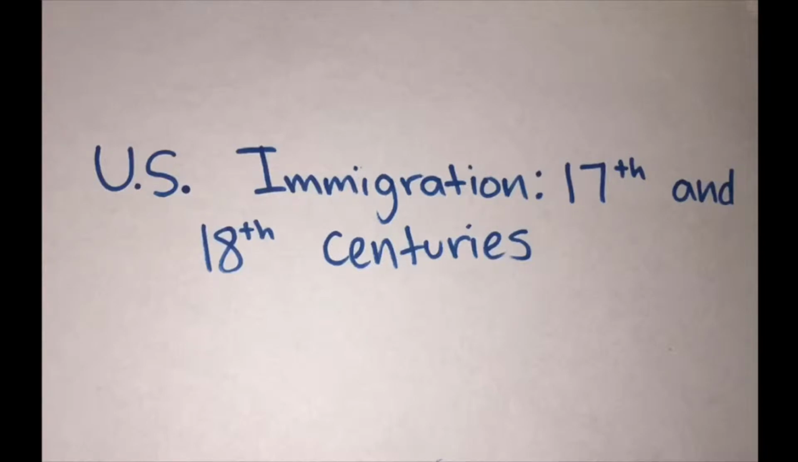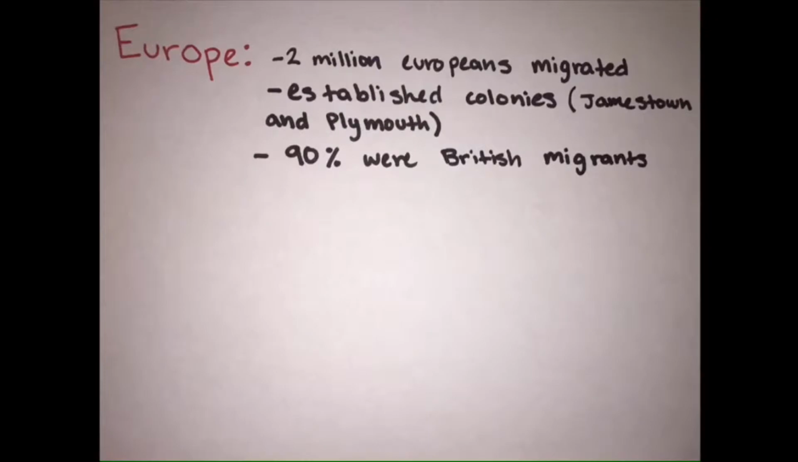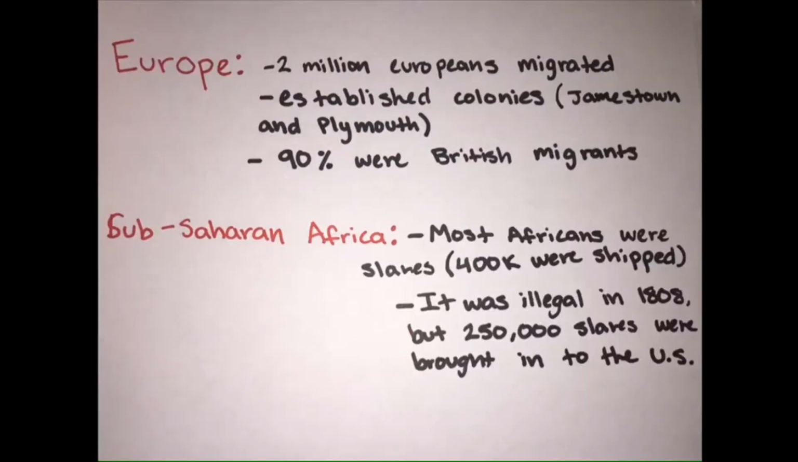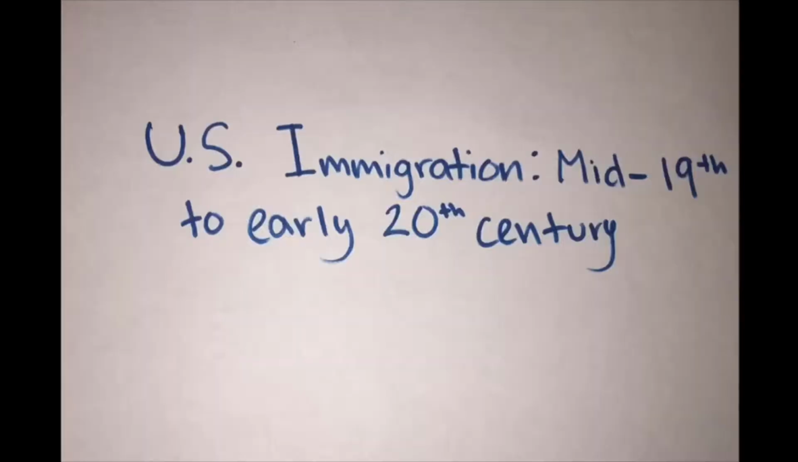Immigration to the colonies in the newly independent U.S. came from two main regions. Europe: 2 million Europeans migrated to the U.S. They also established colonies such as Jamestown and Plymouth. About 90% were British migrants. Also sub-Saharan Africa. Most Africans were slaves. 40,000 were shipped. It became illegal in 1808, but 250,000 slaves were still brought into the U.S.